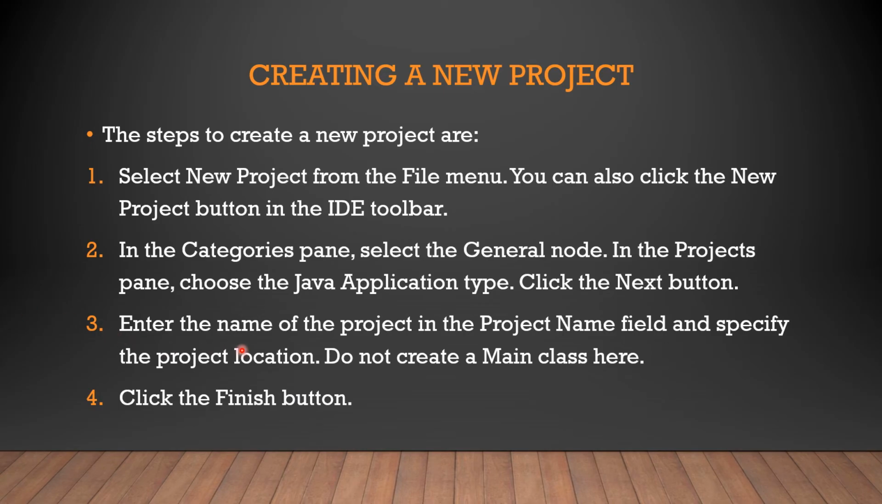Then enter the name of the project in the Project Name field and specify the project location. We have given the name Java Application 1 to our project, and we have not changed the project location. You may or may not change it. It depends upon you. Do not create a main class here, because it is mentioned here that we do not have to create a main class. So we have unchecked that option. Then we have clicked the Finish button. This is how we are going to create a new project in NetBeans.